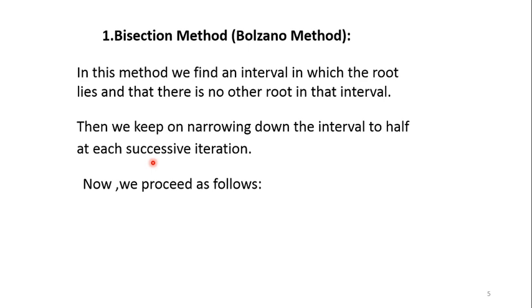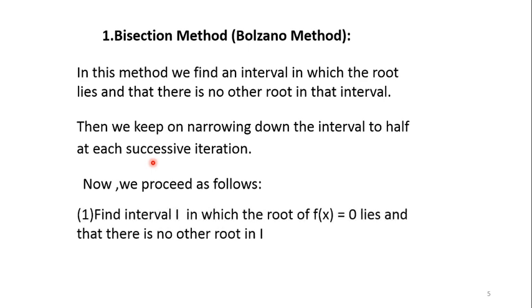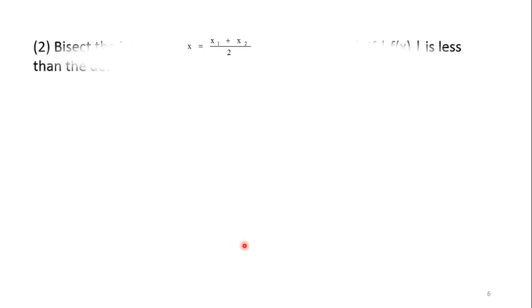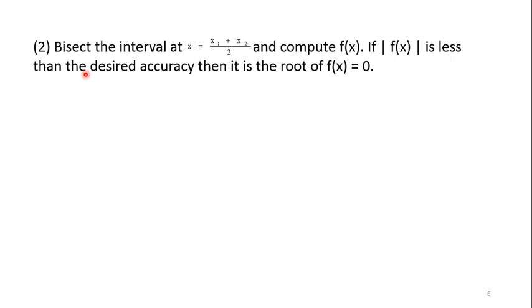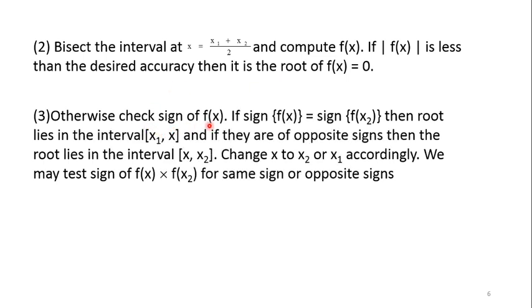So now we proceed as follows. First, find an interval, say I, in which the root of f(x) equal to 0 lies and in which there is no other root. Then we come to the second step: bisect the interval, or by taking the average of these two values, you can say, and compute f(x). If the modulus of f(x) is less than the desired accuracy, then it is the root of f(x) equal to 0. Otherwise, check the sign of f(x).